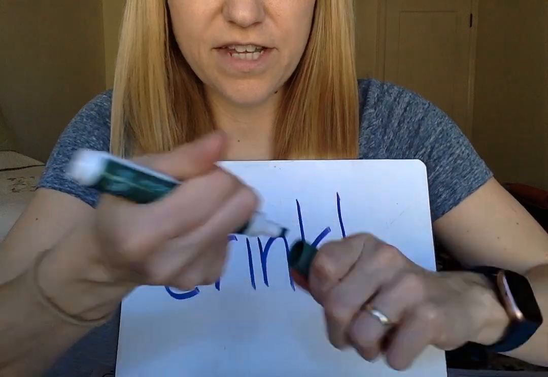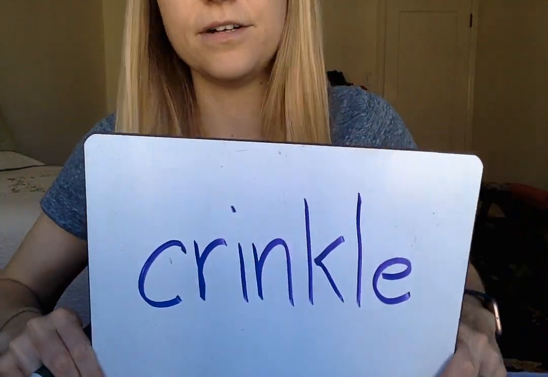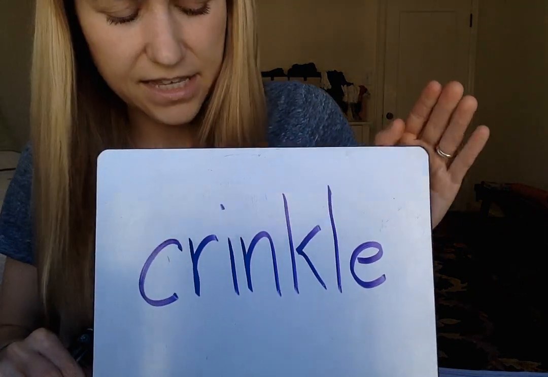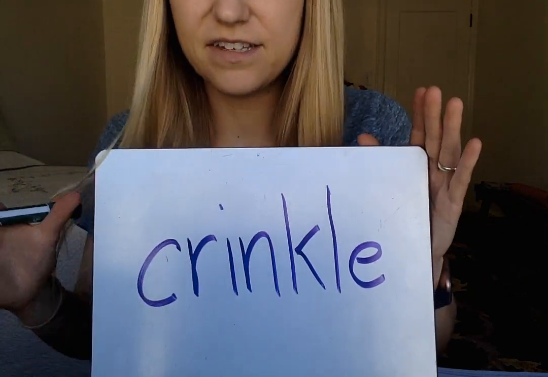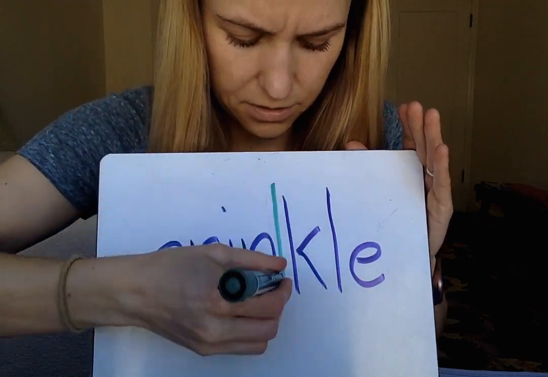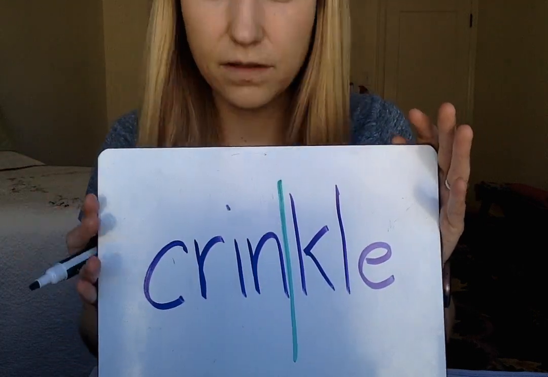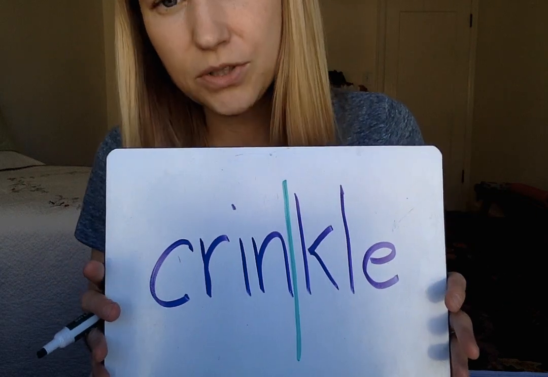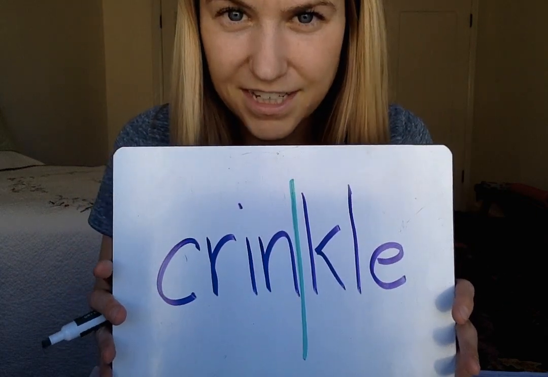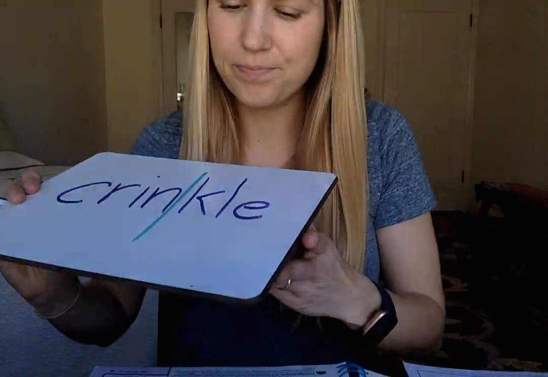What are the 2 letters at the end of my word? They are L-E. Is there a consonant before the L-E? Yes, there is. It's K. So we're going to divide this as crin-kle. Not cri-nkle or crink-le. It's a little tricky to hear, but that's okay. That's why we're learning it.